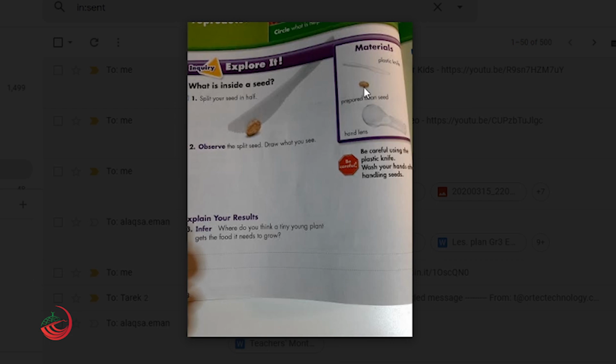This is what we need: plastic knife, soaked bean seed, and hand lens. And here you will draw what you are observing. Okay.